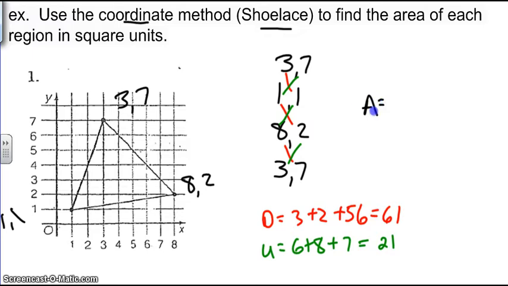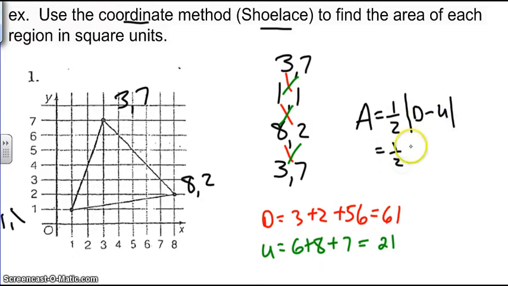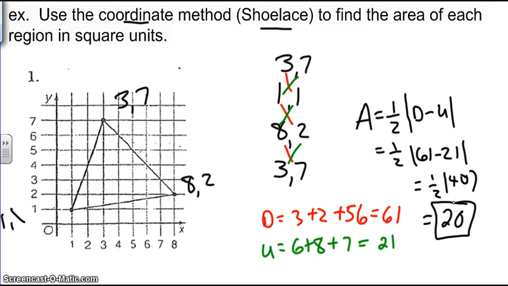Therefore, the area would be 1/2 the absolute value of the downs minus the ups. And again, if we've gone in counterclockwise order, we do not need to do the absolute value, but 61 minus 21, so 1/2 of 40, which gives us an area of 20 units squared.